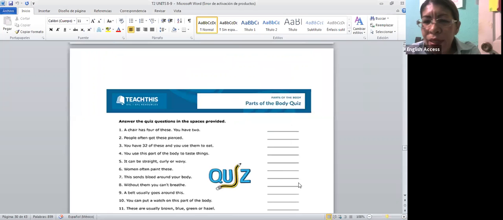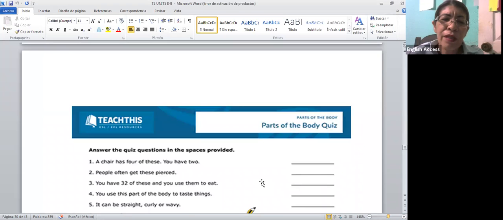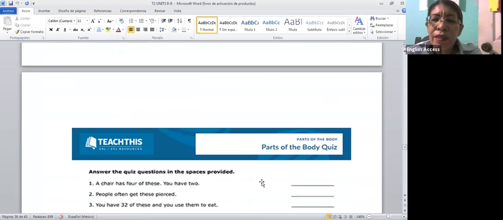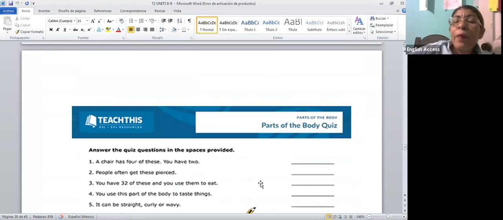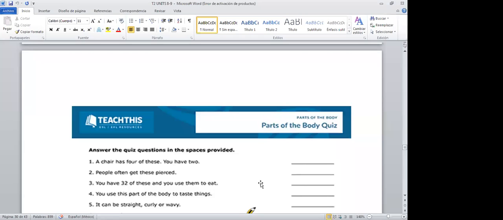Okay, here we have an exercise. We're going to practice with some of this information. It says parts of the body. For example, look at number 1. It says a chair has 4 of these, but you have 2. What is it? Legs. Excellent, you're really good.